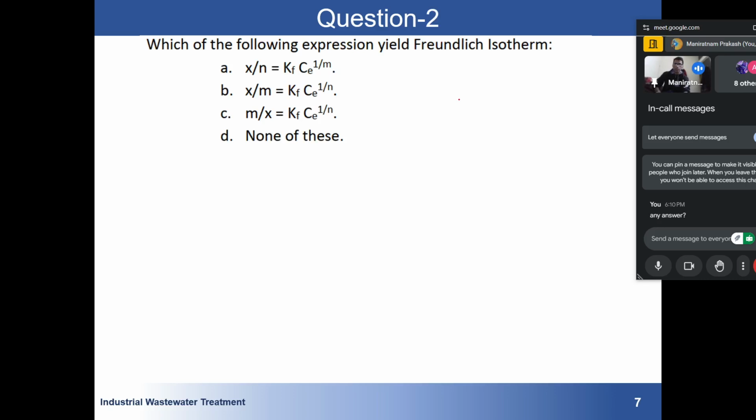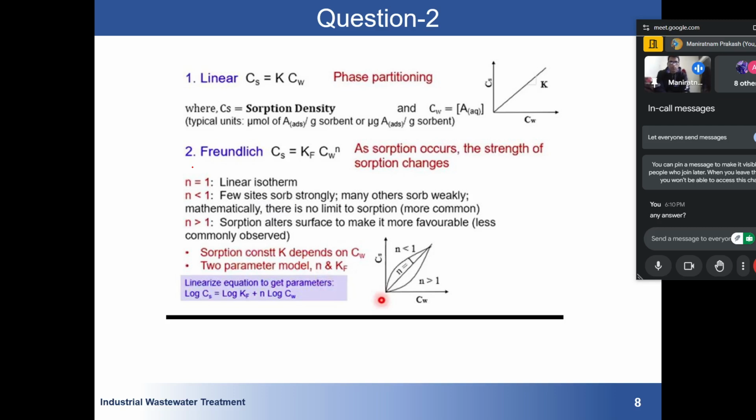Now this is another question, like the Freundlich isotherm. I understand that no one is going to answer, so I will just move forward. There is something called Cs, that is adsorption capacity, and it has some formula. Then we have concentration. If the sorption density is proportional to the concentration, then it is known as a linear isotherm.